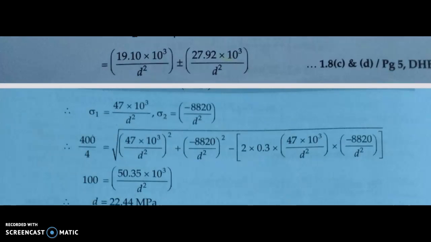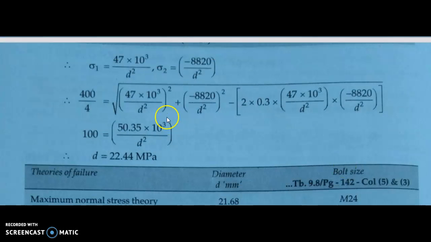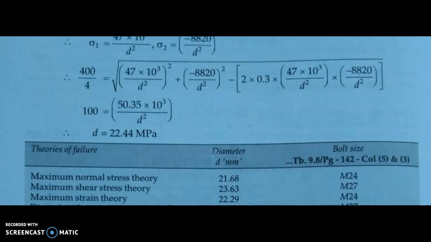After finding sigma 1 and sigma 2, both values are obtained in terms of d. Substitute all other values, that is sigma 1 and sigma 2, plus the value of mu here, and find the value of d. Thus we get d is equal to 22.44. So in conclusion, we calculated all the values of d according to the theories of failure.